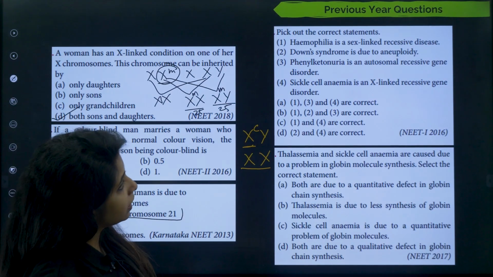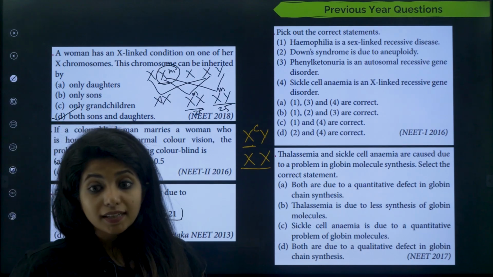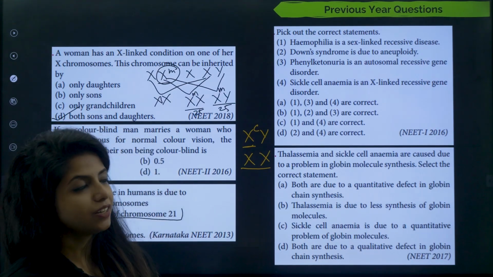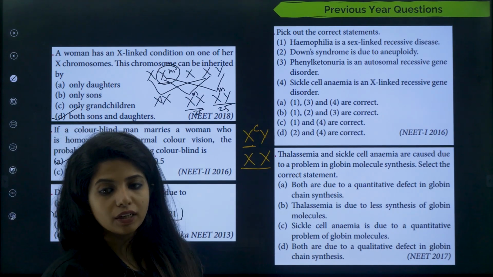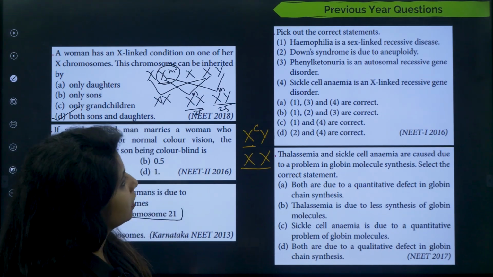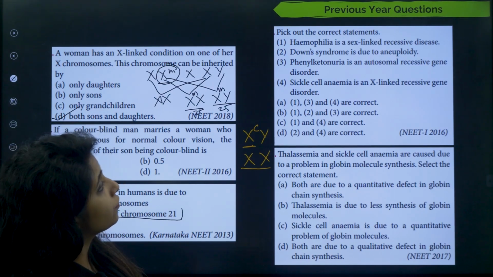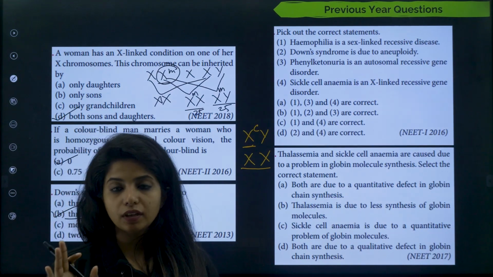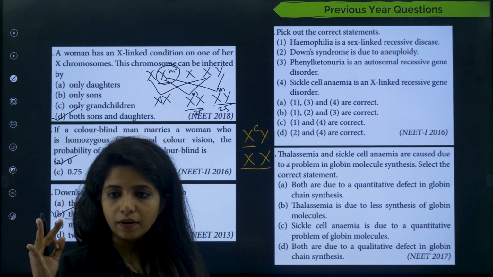Now pick out the correct statement. Hemophilia is sex-linked recessive disease. Is it sex-linked recessive disease? Yes. It is a recessive disease, sex-linked also. Down syndrome is due to aneuploidy. There is addition or deletion of one chromosome. So yes, it is. Phenylketonuria is an autosomal recessive disease. Yes, it is autosomal and it is recessive. In autosomal recessive, we had sickle cell anemia, phenylketonuria and thalassemia, right?